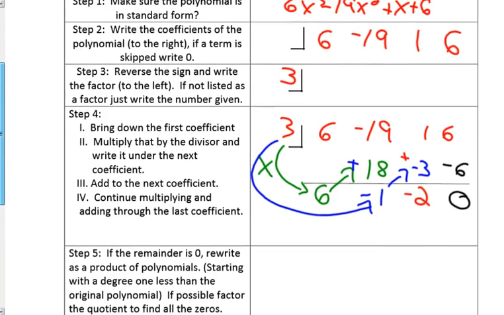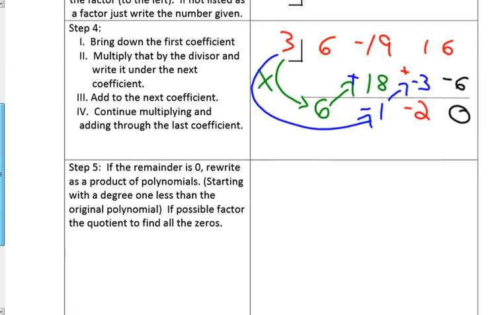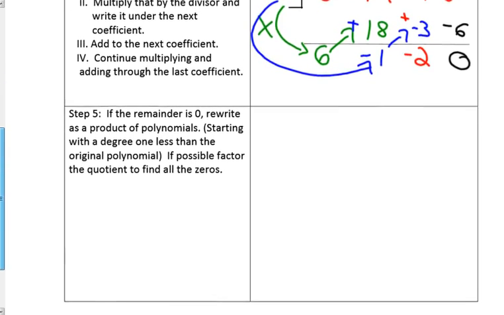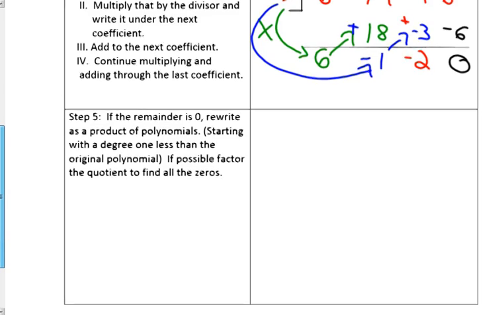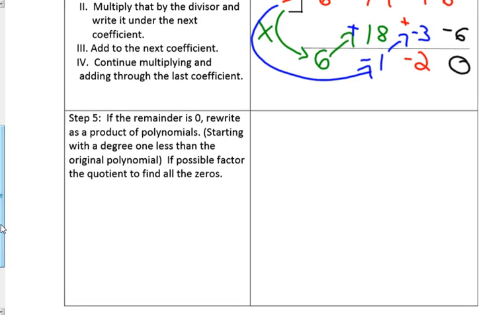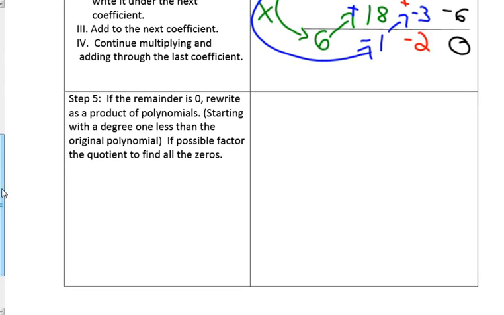Okay, so I started with a 3rd degree polynomial, but remember I just factored out an x minus 3. Which means that my polynomial now is going to start with x squared. It's 1 less. And these right here just represent the coefficients of my new polynomial. So 6x squared minus x minus 2. You always do 1 less the degrees. We just factored something out.